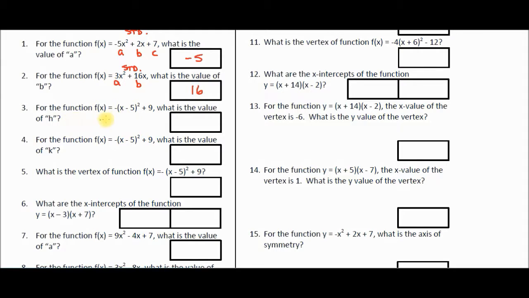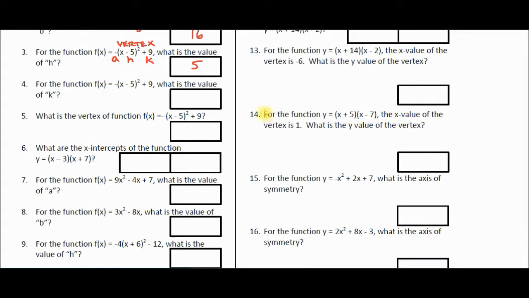Next one. For the function f of x equals negative x minus 5 squared plus 9, what is the value of h? This quadratic is in vertex form. Vertex form is going to have one set of parentheses. And with vertex form, we have a, which is out in front here. We have h, which is in the parentheses, and k, which is the constant outside of the parentheses. Now remember, class, if it shows up as negative 5 in the equation, when you pull it out, you flip the sign. So our value for h is actually positive 5.